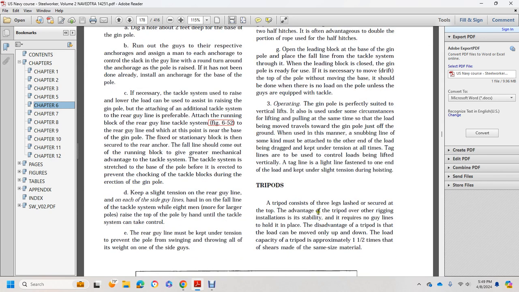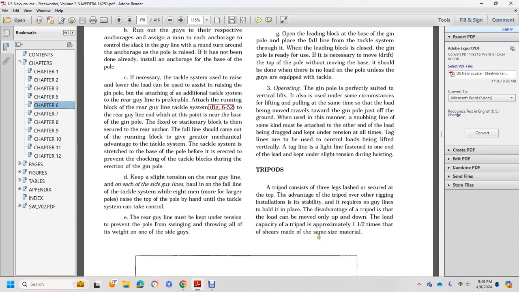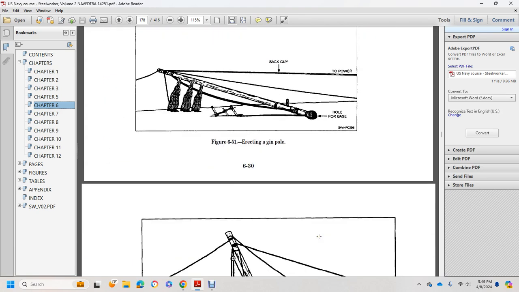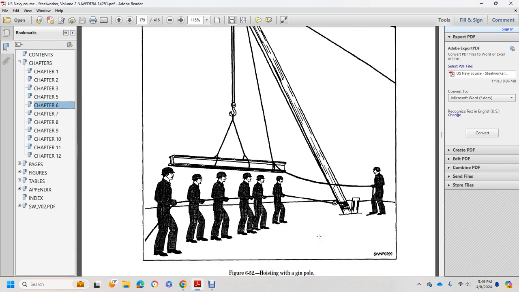Tripods. A tripod consists of 3 legs, lashed and secured at the top with the sheave of the tripod over the rigging. Installation stability requires no guidelines to hold it in place. With the disadvantage that the tripod load can be moved only up and down. The load capacity of a tripod is approximately 1.5 times that of a shear leg made of the same size material. This concludes hoisting with a gin pole.